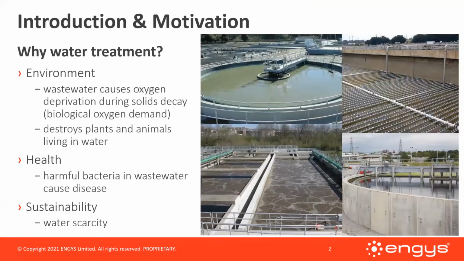First, why is wastewater treatment important? This has environmental, health, and sustainability reasons. Wastewater causes oxygen deprivation while the waste is decaying, which destroys the plant and animal life in the water. This is also known as biological oxygen demand, or BOD for short, and regulations exist about how much discharge into, for example, rivers is allowed. Further, the health aspect: bacteria in the wastewater cause diseases, very simple. Lastly, due to overall water scarcity, careful water management becomes important, which necessitates wastewater treatment.